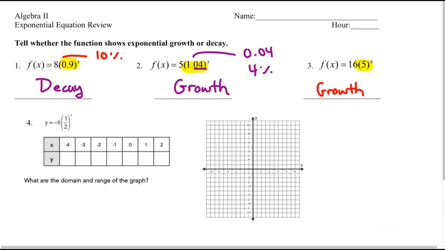Everybody's got to go. All right, so number 4, we have a negative 6 starting amount, and it is 1/2 to the x, so this is going to be a decay. And so we just fill out this table of values. Let's get a feel for what's happening. So let's start with to the 0 power. 1/2 to the 0 power would be 1, and 1 times negative 6 is negative 6. So I'm going to get a negative 6 in there. If I take 1/2 to the first power, I get a half. And so negative 6 times a half is a negative 3.